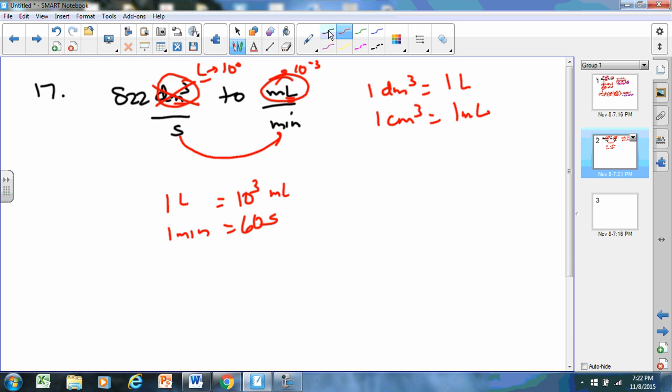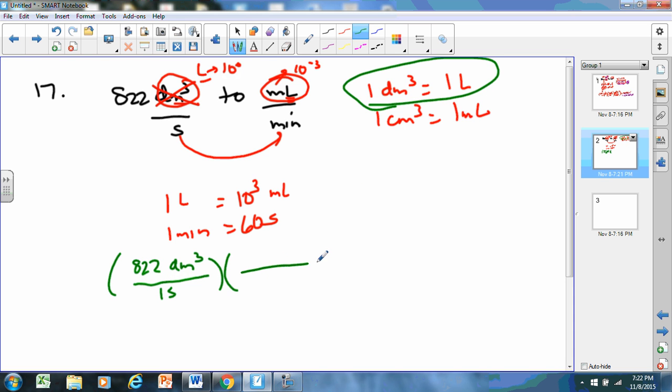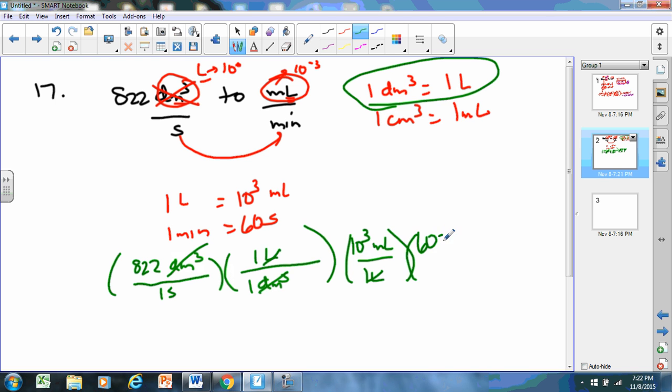And so when you do this problem, you have to write the original problem, 822 cubic decimeters per second. And then the first thing we do is use this conversion factor. 1 cubic decimeter is a liter. So level 4, first step has to be one of these two. And now liter is on the top, so 1 liter goes on the bottom, and 10 to the third milliliters goes up. And then 1 second is on the bottom, so 60 seconds goes up, and 1 minute goes down, and seconds cancels with seconds.